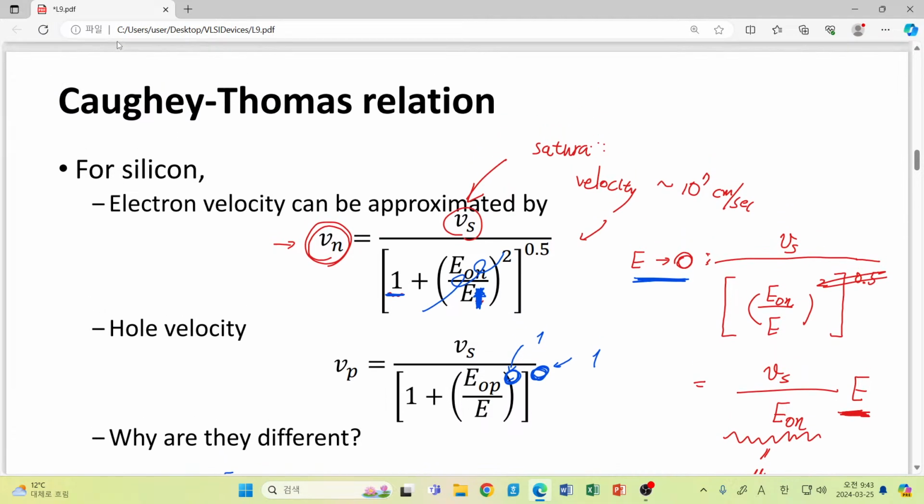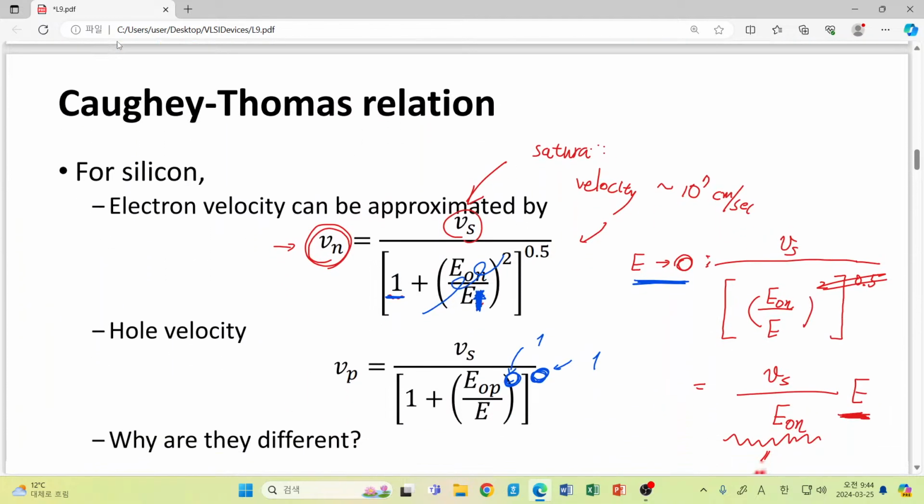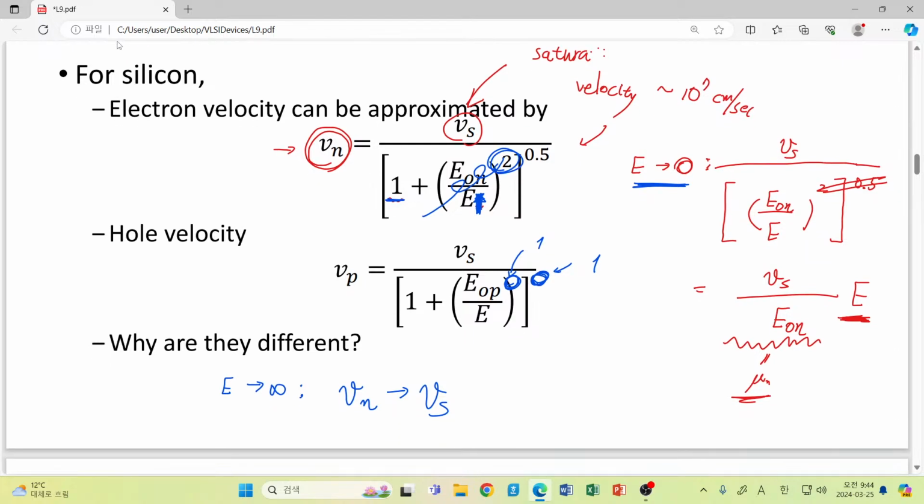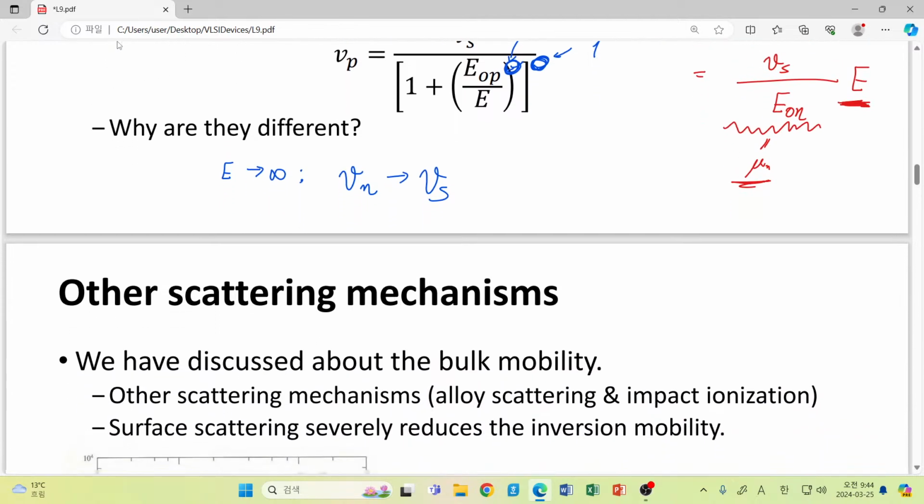Why do we have different values? It is because of the shape of this approach. Since the transition from the perfectly linear to the perfectly saturated part is different, that's the reason why we can introduce different factors to describe the degree or the speed of approaching the saturated velocity. Okay.